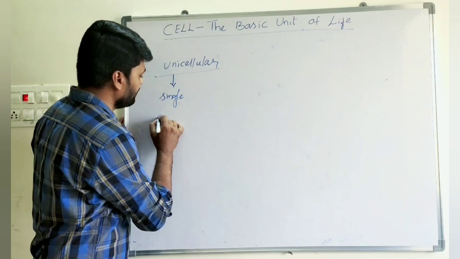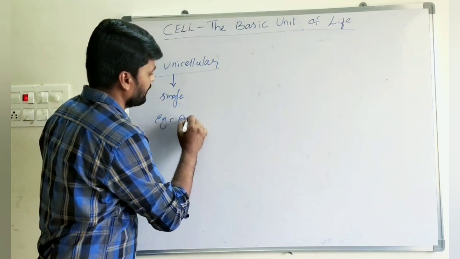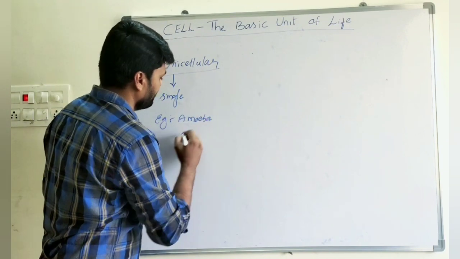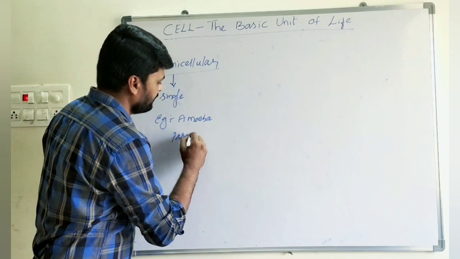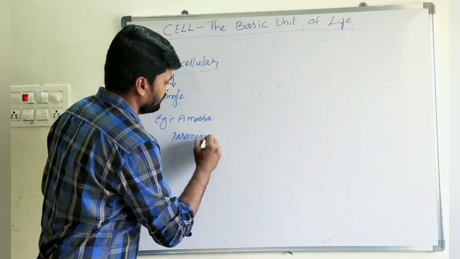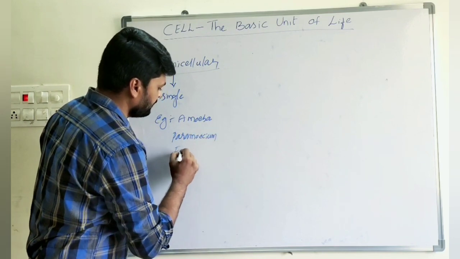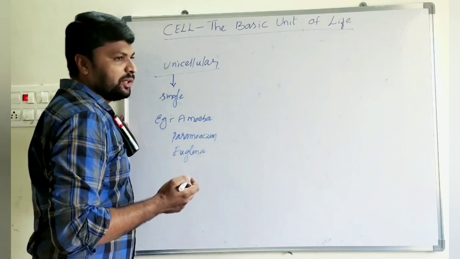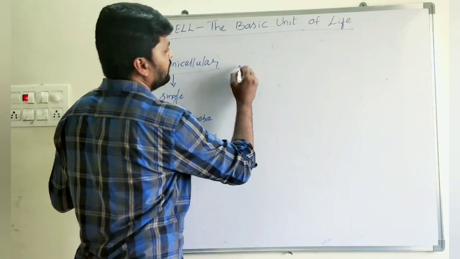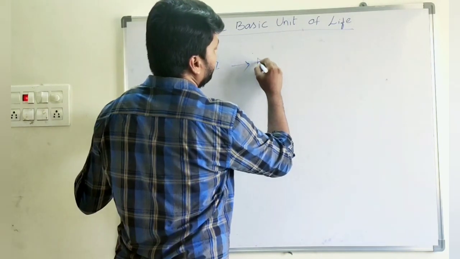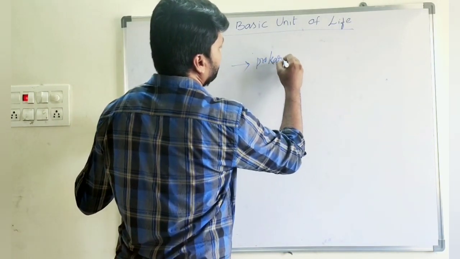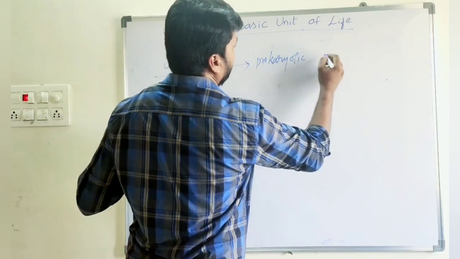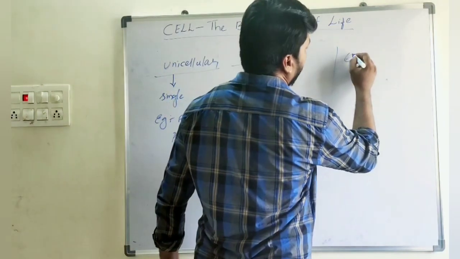For example, amoeba, paramecium, euglena, etc. Further, these unicellular organisms are classified into prokaryotic organisms and eukaryotic organisms.